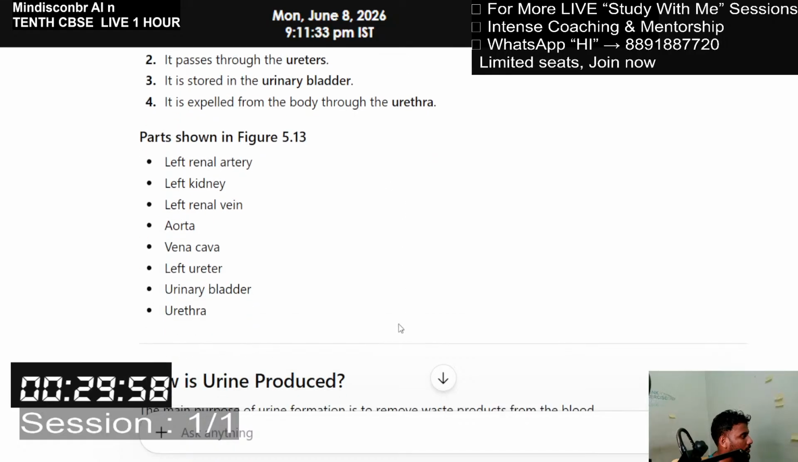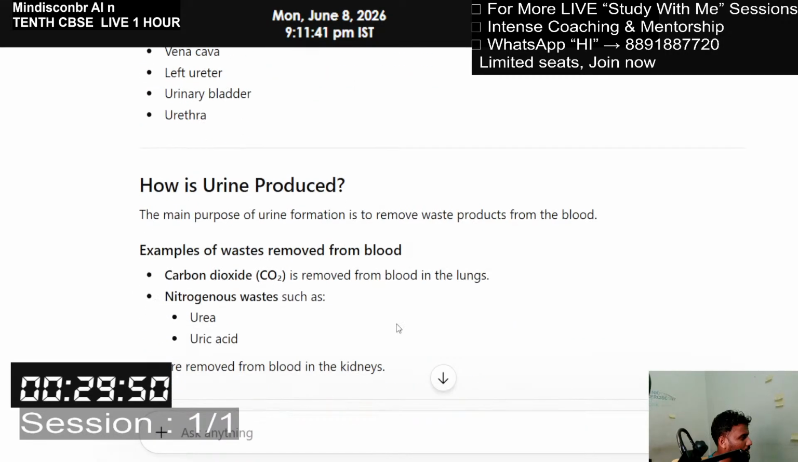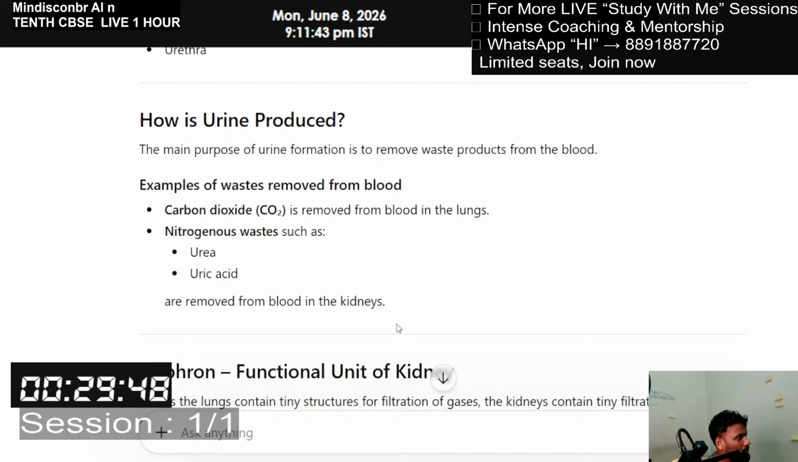Path shown in figure: left renal artery, left kidney, left renal vein, aorta, vena cava, left ureter, urinary bladder and urethra. How is urine produced? The main purpose of urine formation is to remove waste products from the body, from the blood. So why is the urine created? The urine mainly is created for removal of waste products from blood.